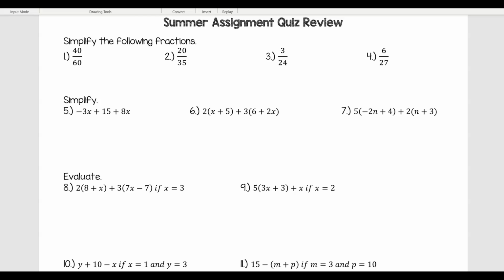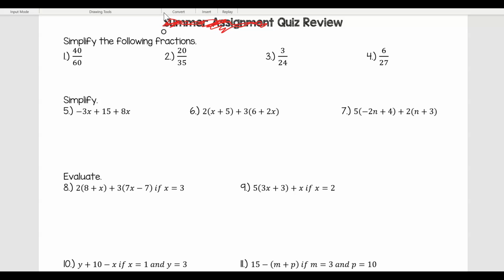Okay, so we're going to have a quiz this week. It's not really the summer assignment. You didn't really have a summer assignment, so you can disregard that, but just our algebra review. We're going to have a quiz on the 3 days of algebra review that we've been working on. So I know we did not have a summer assignment.